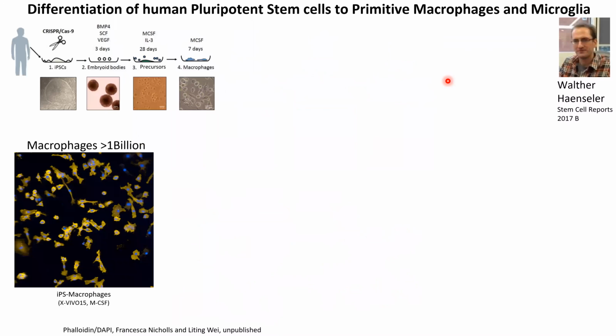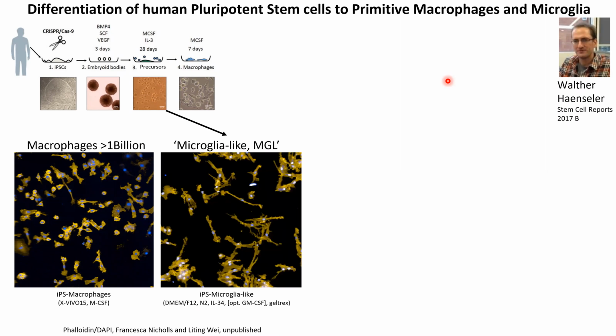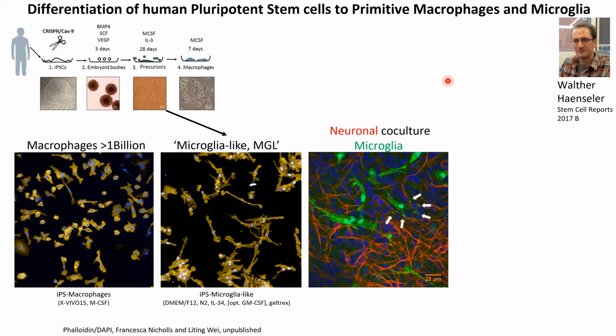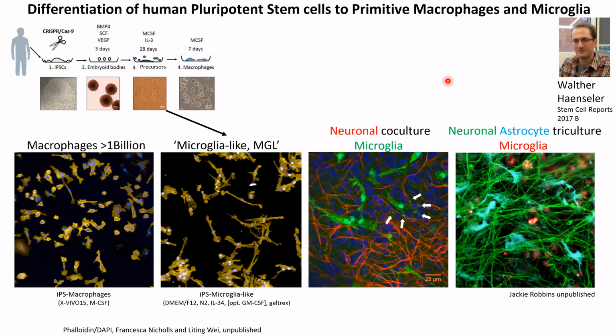So we can take our differentiated macrophages, we can either plate them as macrophages, or we can skew them to being more microglia-like by giving them neuronal environment-specific cues, either in monoculture or, more convincingly, in co-culture with iPS neurons. And this co-culture can become more complex as well. We can add in astrocytes to make it more authentic still.